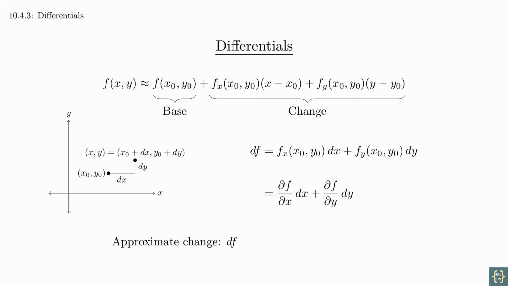Remember that since we're using a linearization, we're making an approximation of the change of f and not the true change of f. For the true change of f, we would use delta f. This is a subtlety that we don't need to dwell on here, but just remember that differential notation is implying that we're using an approximation of some type in the calculation. Let's look at an example.